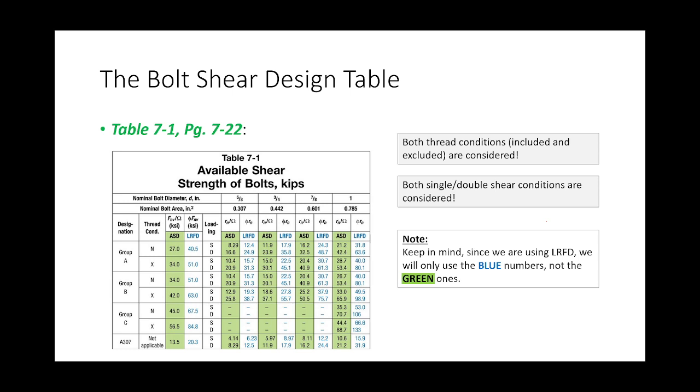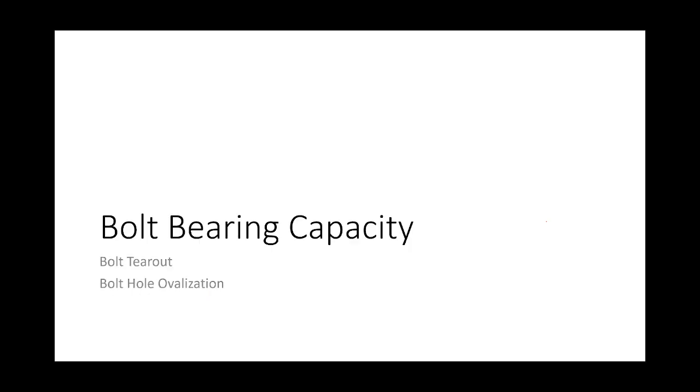All right, I want everybody to watch this up here because we're going to call it after this. We're going to talk about bolt bearing capacity. So bolt bearing capacity is when the plate is under consideration. This is when we're not talking about the bolt failing, but we're talking about the plate failing, okay? Because the bolt is coming into contact with the plate, and so the plate could fail as well.